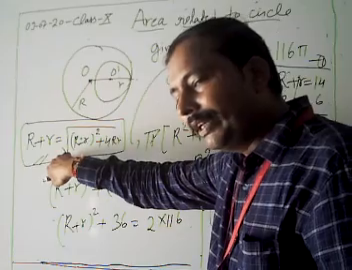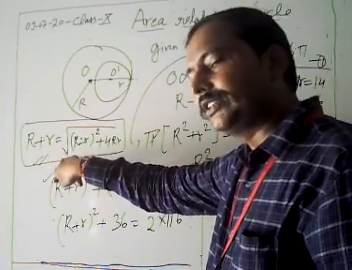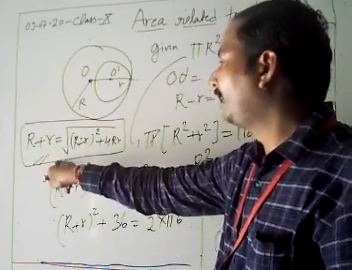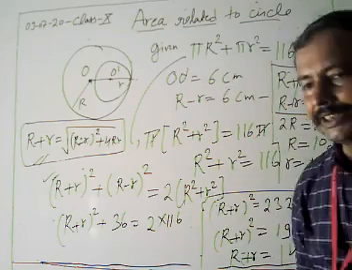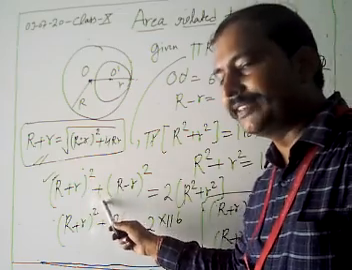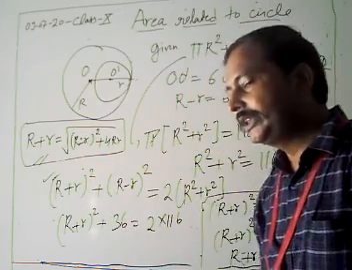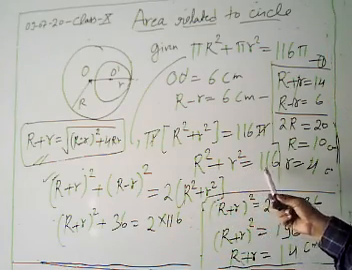Use this identity when we are given a difference or sum, but we are given the product of variables, then we can apply this identity. But here the product of variables is not given. That's why we are using the identity: a plus b whole square plus a minus b whole square is given by 2 times a square plus b square, because we are here given the value of R square plus r square is 116.